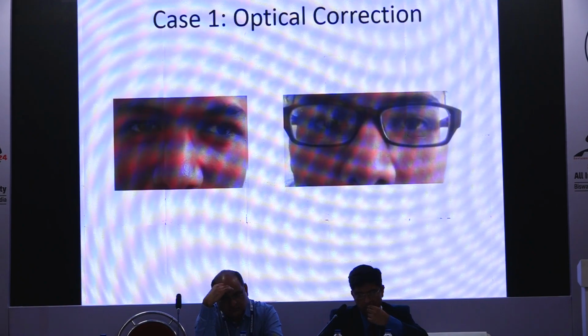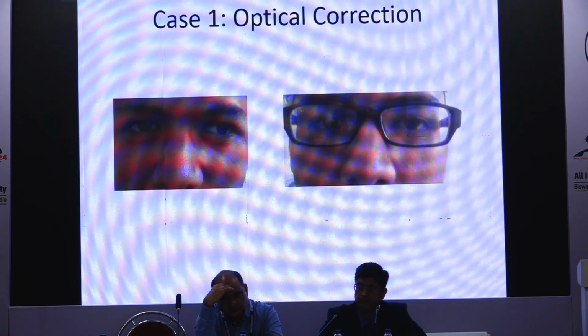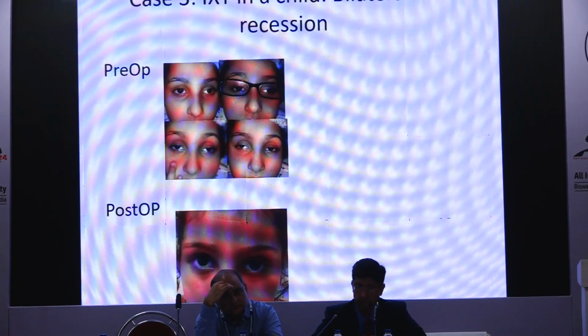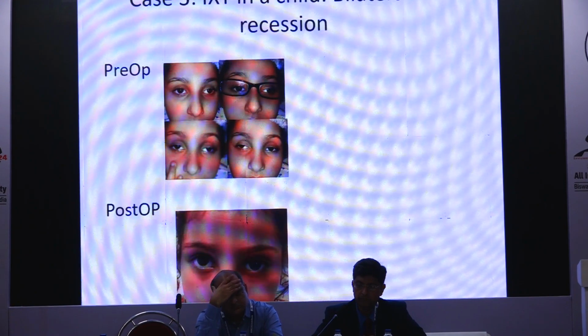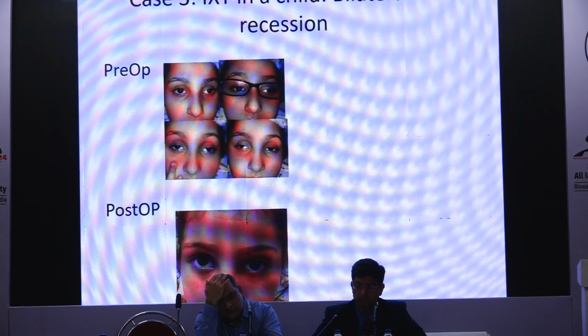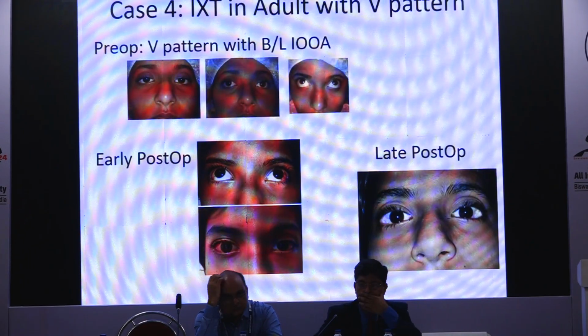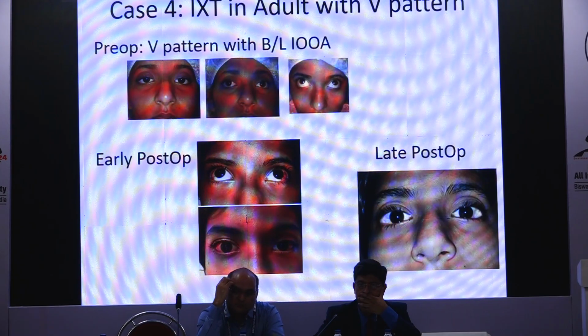So I'll just show a few cases. So optical correction is correcting this intermittent exotropia very easily. You can do an R&R procedure in an adult, as you can see here in this adult patient. In children, we do a bilateral surgery or a bilateral recession, but again, you could choose, and particularly if there's an A or V pattern, then you want to combine it with your obliques in both the eyes, so bilateral surgeries work well.